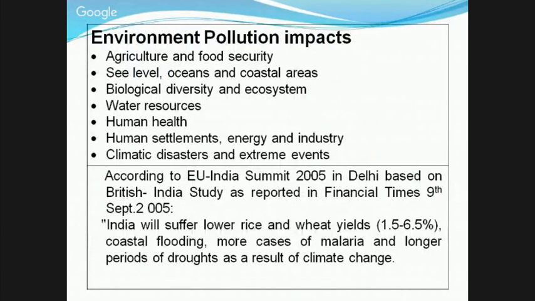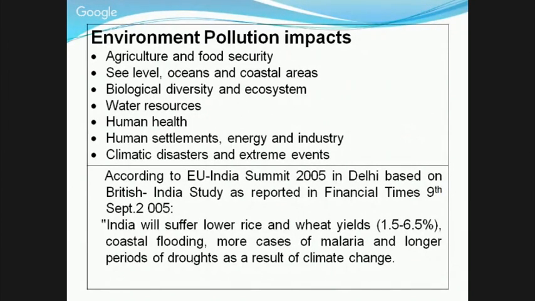We find that the impacts of these activities we are suffering are on agriculture and food security. We are experiencing a rise in sea level. Oceans and the coastal areas are getting submerged, and there may be a few islands which will just disappear from the earth itself. And then there is some effect on biological diversity and ecosystems, water resources, human health, human settlements, energy and industry.